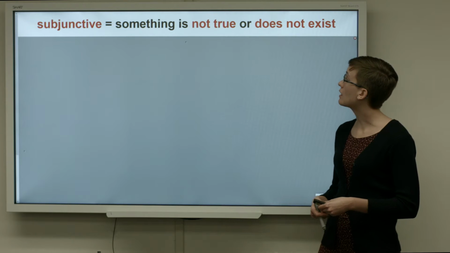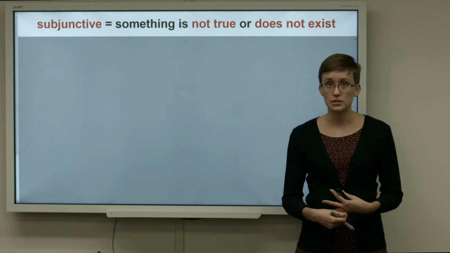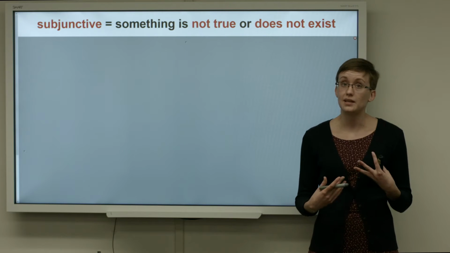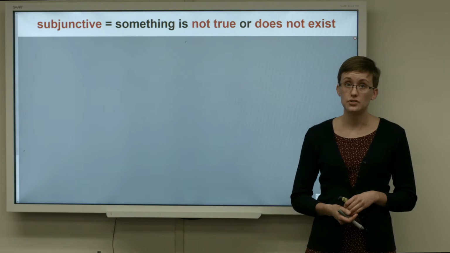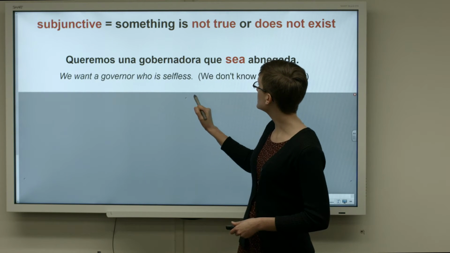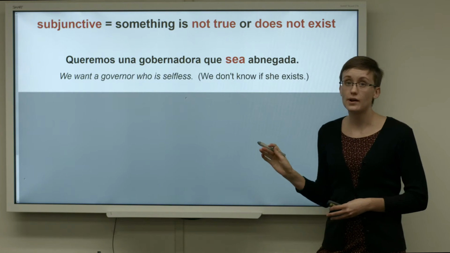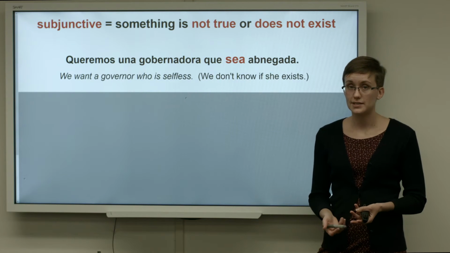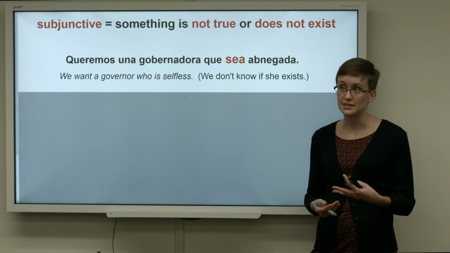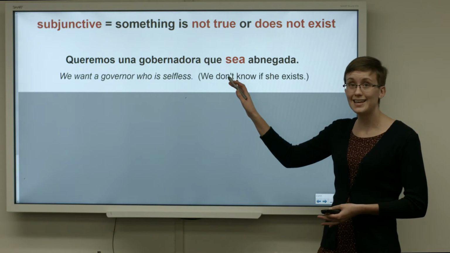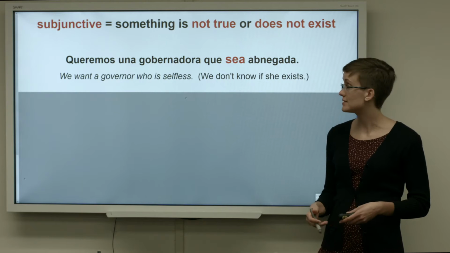However, if we are using an adjective clause to talk about something that is not true or does not exist, or we believe it does not exist, we are going to use the subjunctive. For example, queremos una gobernadora que sea abnegada. We want a governor who is selfless, but we don't know if she exists, we don't know if there is one, so we use the subjunctive sea instead of the indicative es.